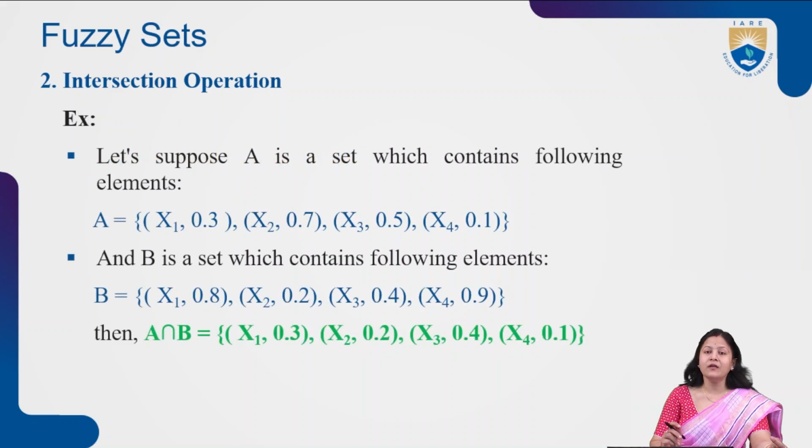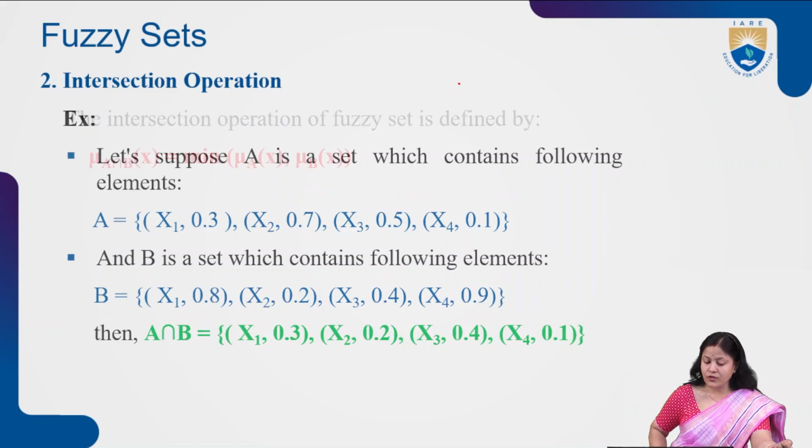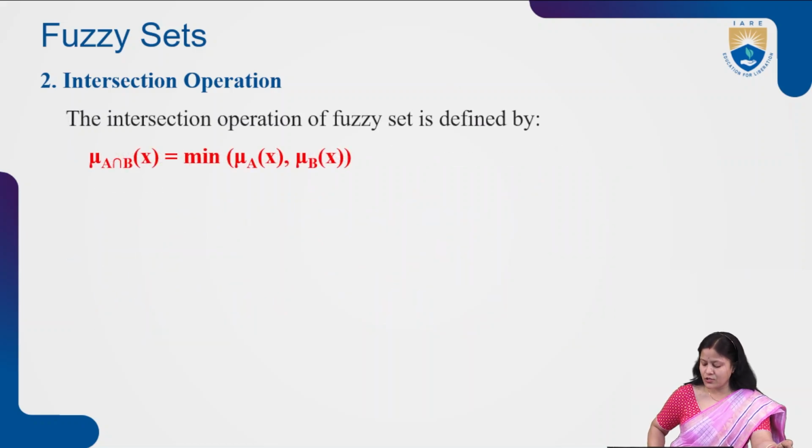Now, same example here. Suppose A is the set having 4 elements x1, x2, x3 and x4 having their membership values 0.3, 0.7, 0.5 and 0.1, and B is also a Fuzzy set having 4 elements x1, x2, x3, x4 having their membership values 0.8, 0.2, 0.4, 0.9. So as per the formula for the intersection operation, this is the formula.